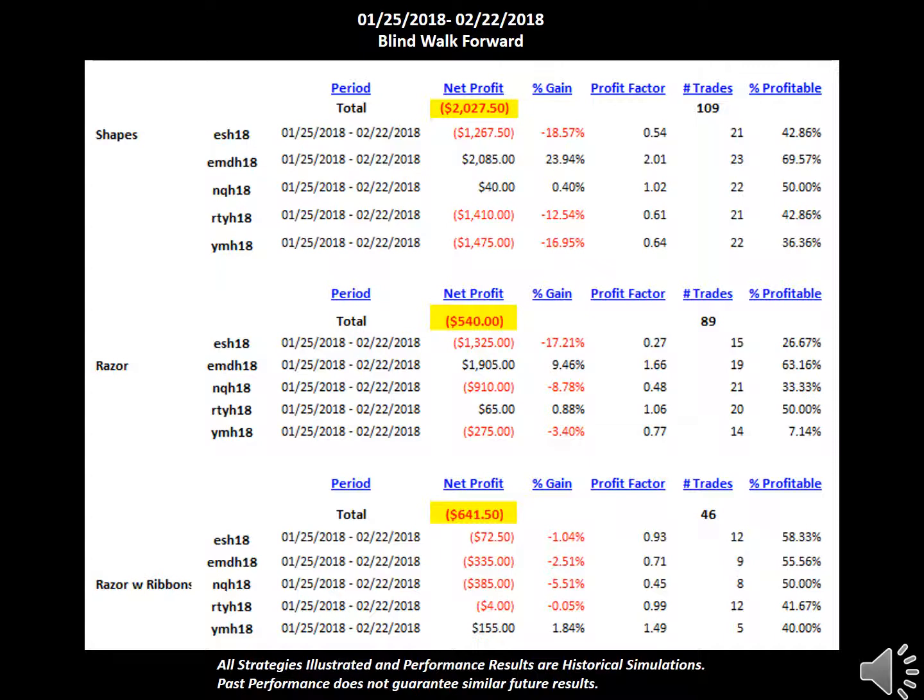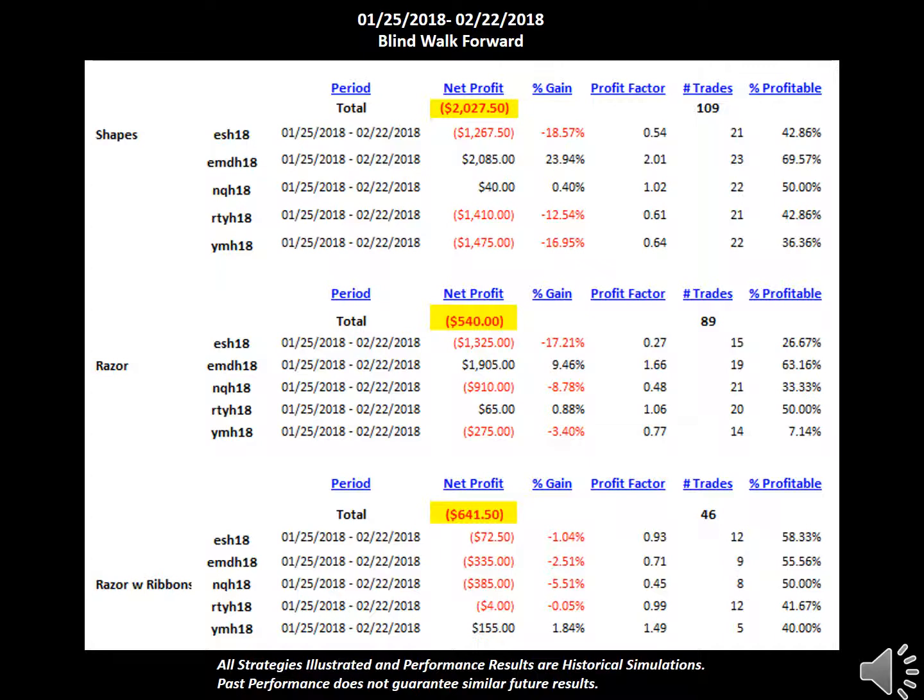One of the problems when volatility increases is if you do trade with small stops, you tend to get nicked out quite a little bit. You can see Razor this month, if you did them all, you lost $540. Razor with ribbons, you lost $641. Shapes, you lost $2,000. If you take a look at Razor mid cap, you would have made $1,905. The Shapes mid cap, you made $2,085.